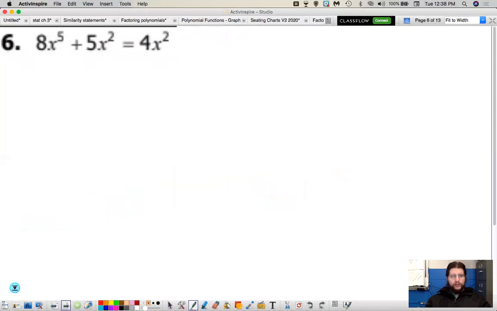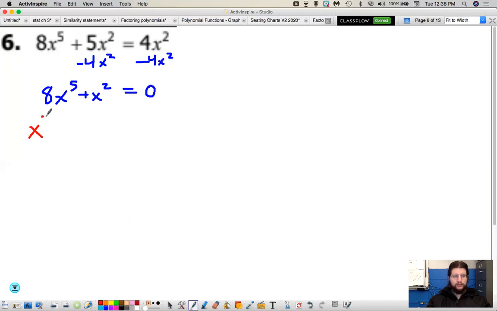Okay, a few more. We can do this. Let's see what's going on here. Subtract, gotta make it equal 0. So I've got 8x to the 5th plus x squared equals 0. Factor it, my GCF is x squared. It's going to be 8x cubed plus 1 equals 0. Can I do anything with this? Wait, hey, look at that. What is it? It's a sum of cubes.